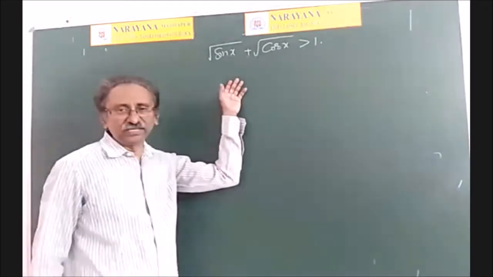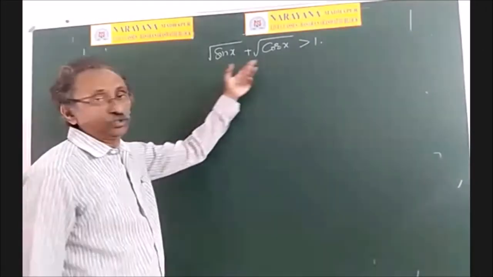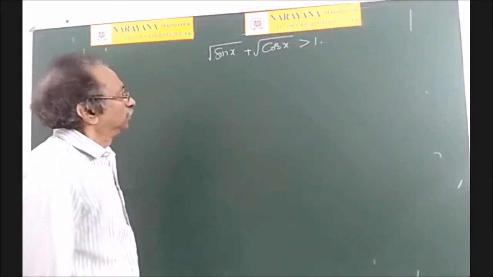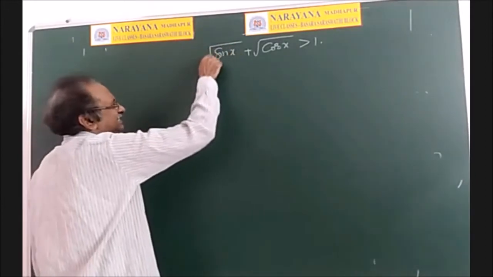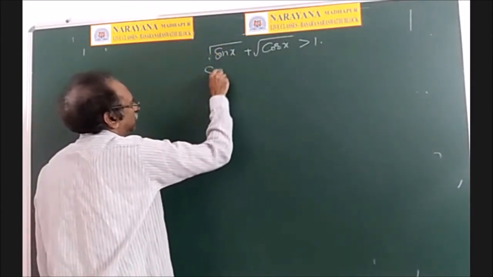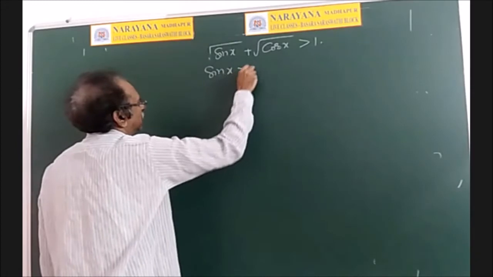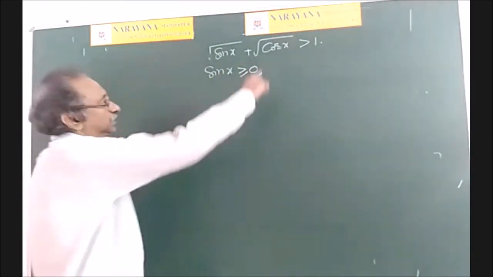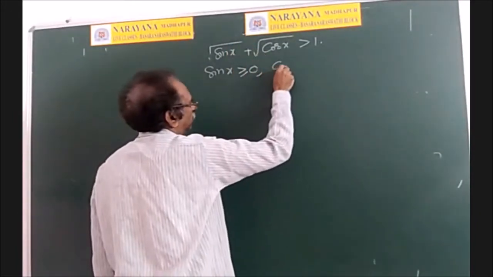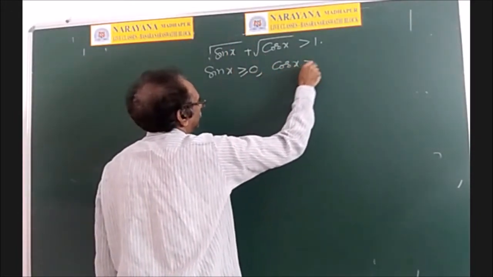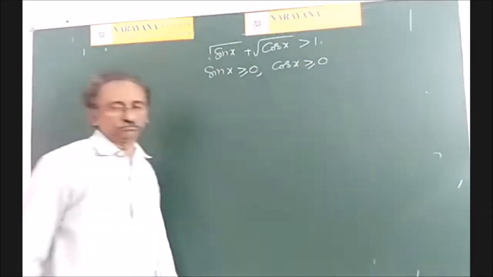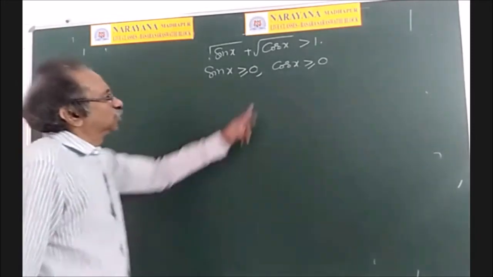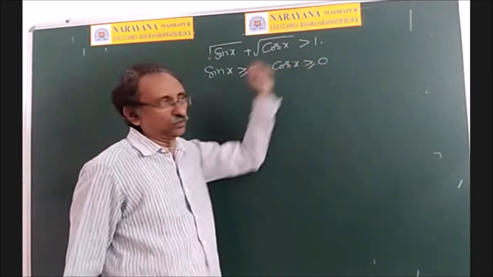Once again, a trigonometric inequality problem. Say root sin x plus root cos x greater than 1. First of all, sin x is under a square root, so sin x must be greater than or equal to 0. It cannot be negative. Similarly, cos x is under a square root, so cos x must be greater than or equal to 0, but it cannot be negative. And now see, it is not equal to 1. It is greater than 1.